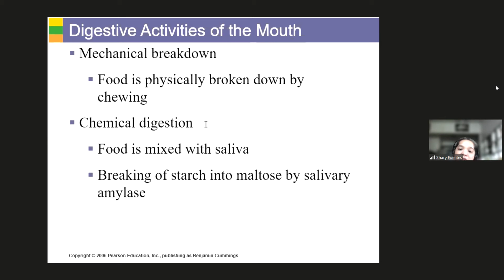Padating sa chemical digestion, yung pagkain, hinaluan natin ng saliva, and then dito mag-start na rin tayo ng digestion of the carbohydrate. So, break mo ang starch into maltose by salivary amylase. May amylase na tayo sa pancreas, di ba sabi ko? So dito, salivary amylase para sa ating chemical digestion. That occurs in the mouth. This one occurs in the mouth.